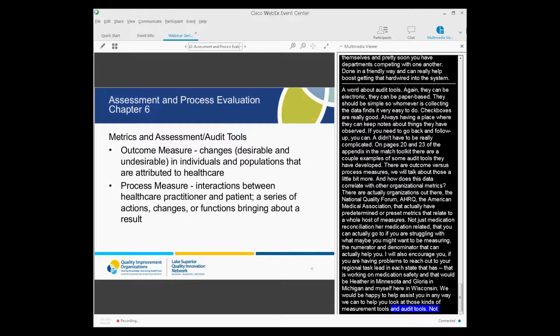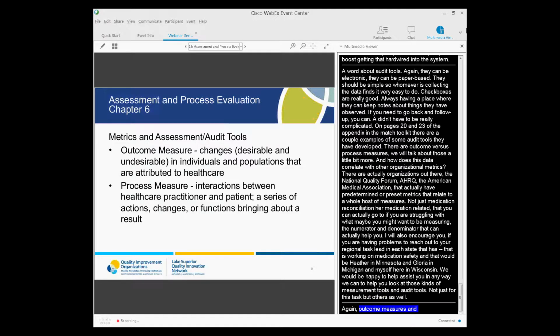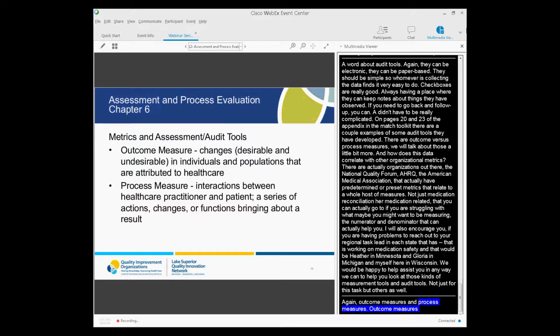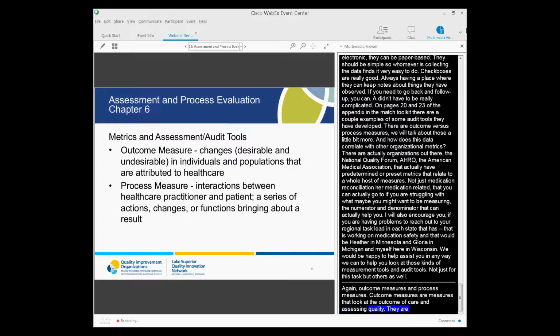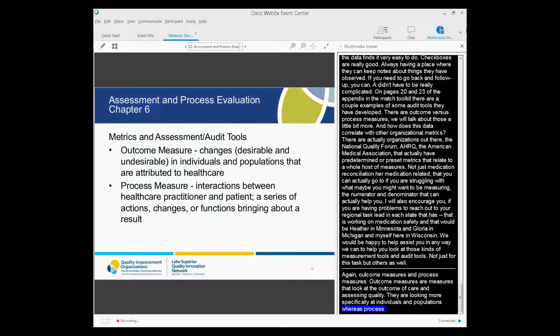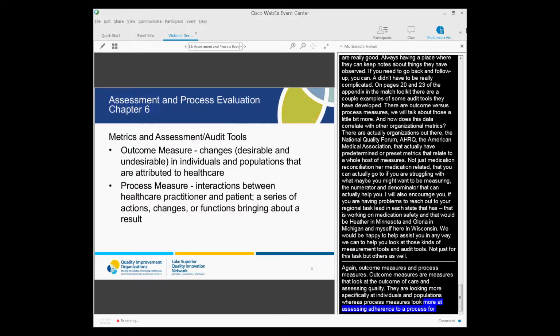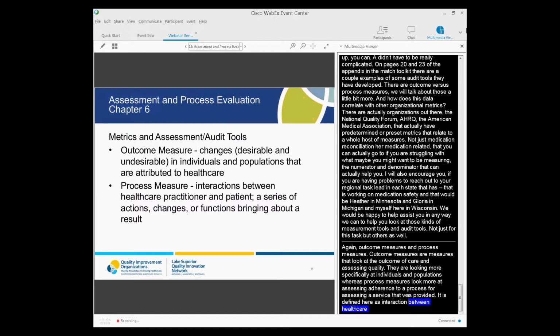So again, outcome measures and process measures. Outcome measures are measures that look at the outcome of care and assess quality. So they're looking more specifically at individuals and populations that are attributed to healthcare. Whereas process measures look more at assessing adherence to a process or assessing a service that was provided. And it's defined here as an interaction between a healthcare practitioner and a patient, or a series of actions, changes, or functions that bring about a result.